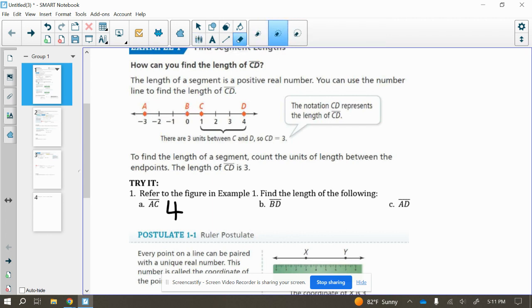Try BD and AD on your own. What you may notice is that B to D also happened to be 4 units, and A to D was a total of 8 units.